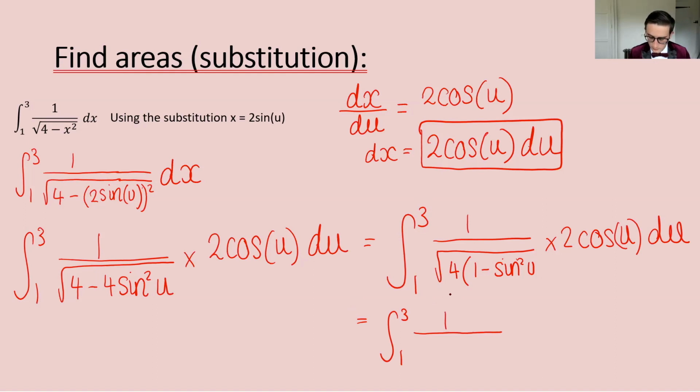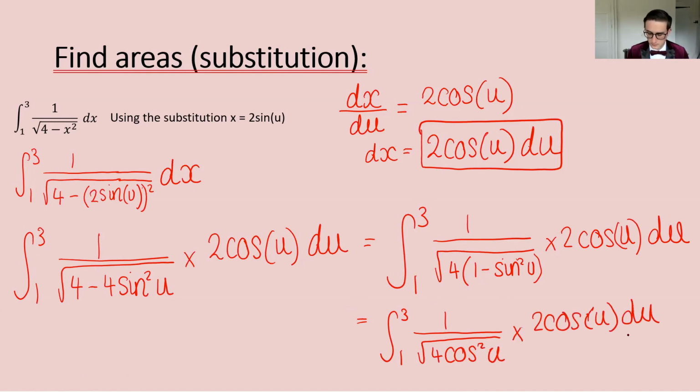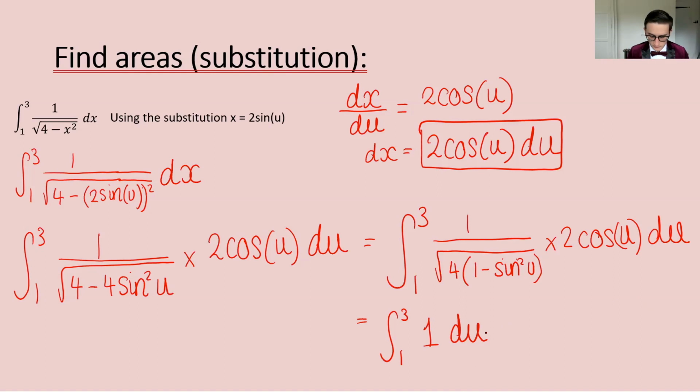This is 1 over root 4 times 1 minus sine squared u. 1 minus sine squared u from the identity is actually cos squared u. So that's 1 over root 4 cos squared u times 2 cos u du. And hopefully we're noticing this tidies up quite nicely, because root 4 cos squared u is 2 cos u. So 2 cos u over 2 cos u is just 1, okay? So I am essentially integrating 1 with respect to u. And if I do that, I get u. And then obviously this is with x bounds, and I could change them to u bounds, or I could just put that back in.